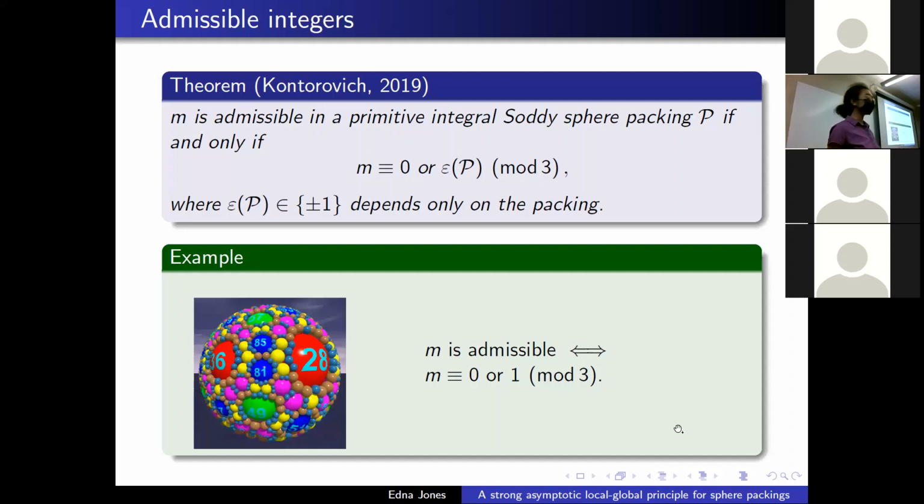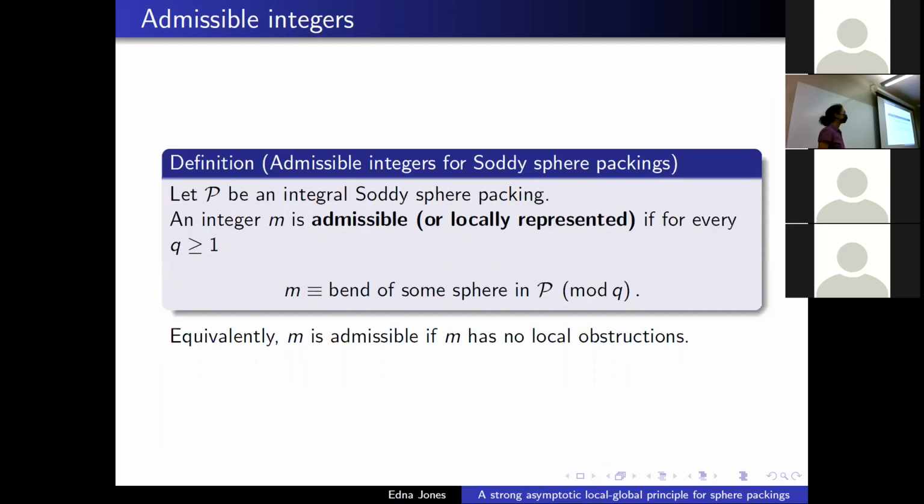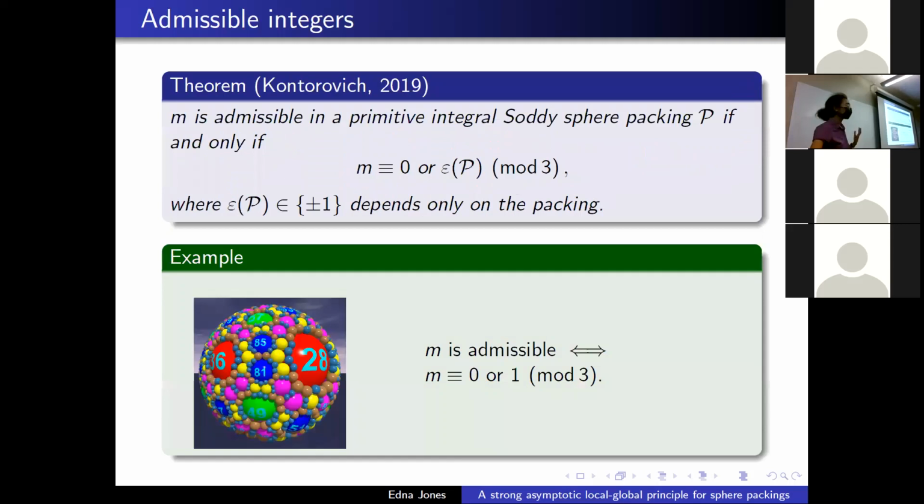Any questions so far? Okay, sorry. There's some issue with the congruence, like it cannot be. So in this particular example, if m is congruent to 2 mod 3, it cannot appear as a bend. Does that make sense? And that is a local obstruction.